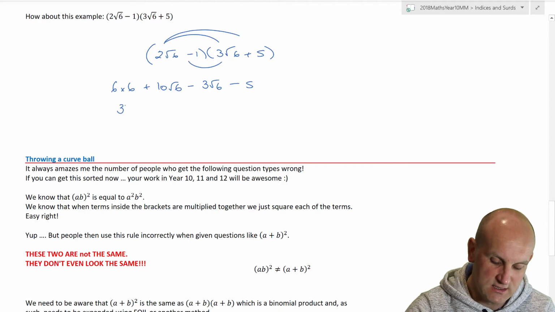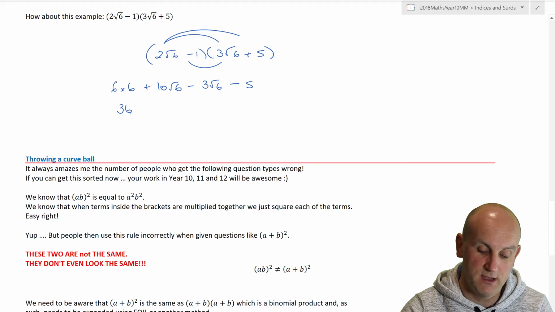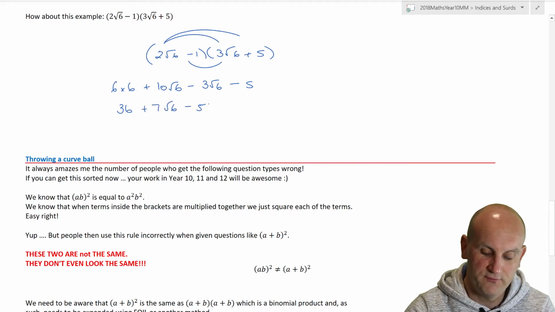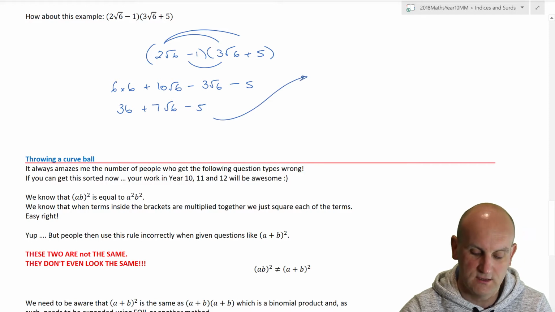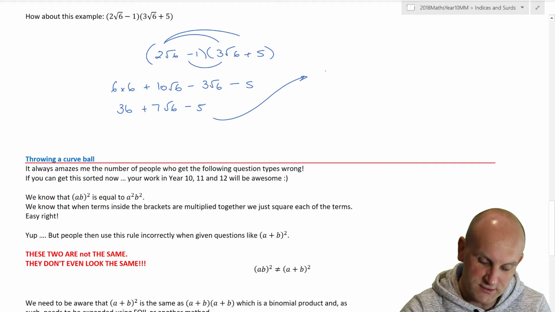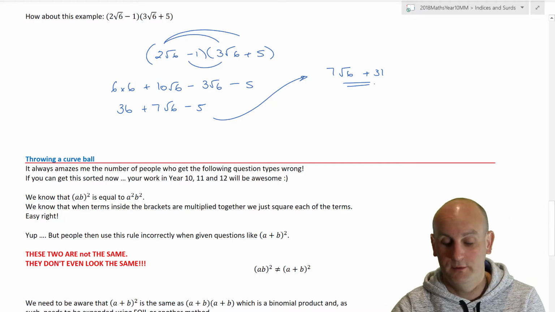So 6 times 6 is 36. I'm going to simplify this in stages. 10 root 6 minus 3 root 6 gives me plus 7 root 6 and minus 5. And lo and behold, writing, so I've got some space. 36 minus 5 is what? Oh, let's put the surds first. 7 root 6 and then plus 31. Now, generally speaking, where we can, we'll put the surds first.